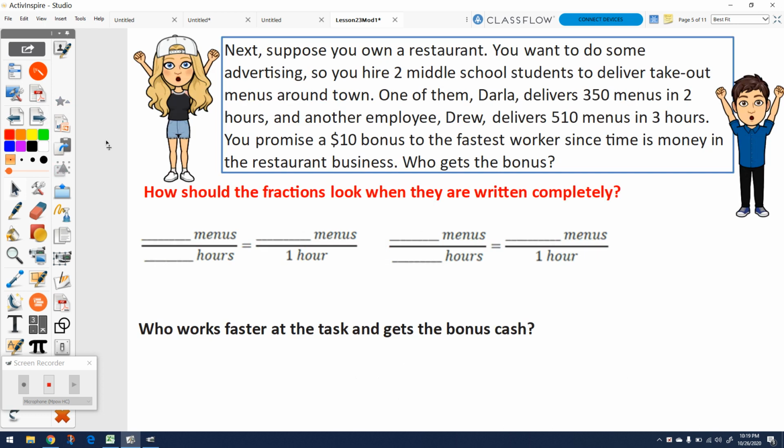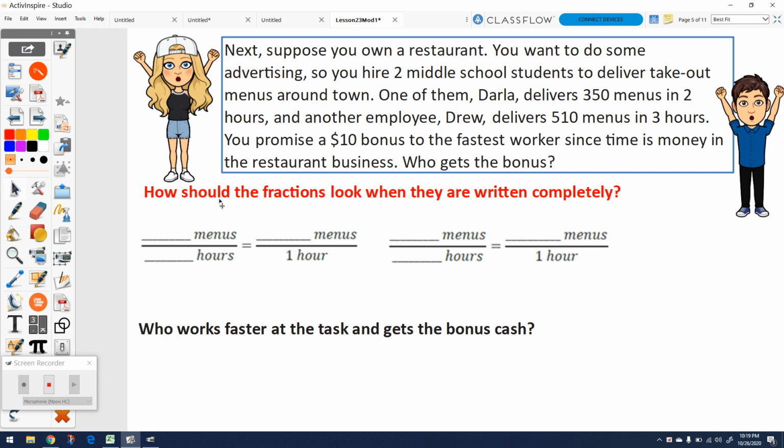All right, the next one. It says, suppose you own a restaurant. You want to do some advertising, so you hire 2 middle school students to deliver takeout menus around town. One of them, Darla, delivers 350 menus in 2 hours, and another employee, Drew, delivers 510 menus in 3 hours. You promise a $10 bonus to the fastest worker since time is money in the restaurant business. So who gets the bonus? All right, so let's take a look.